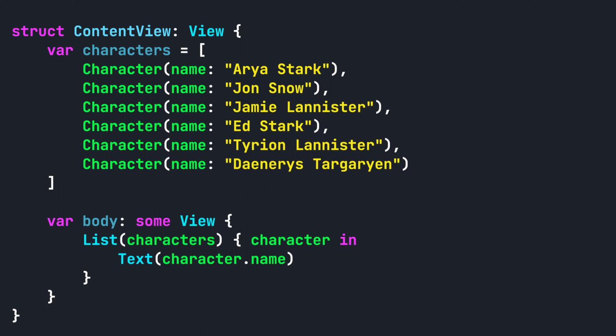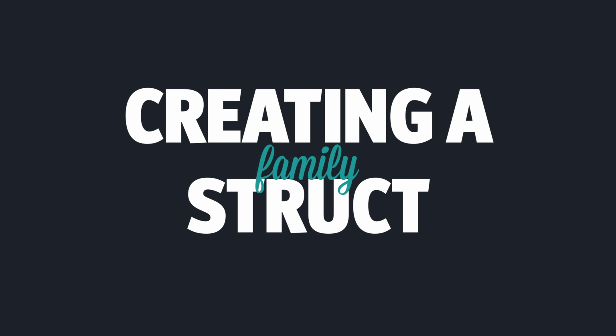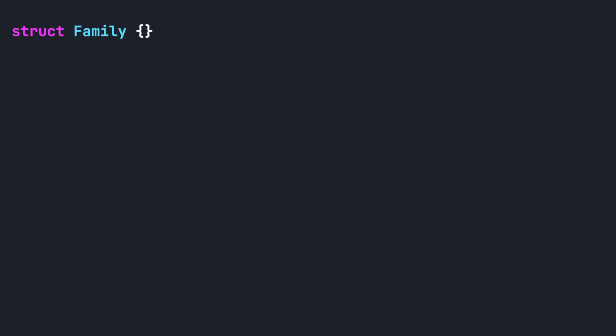In the previous example, we created a character model, but if we want to group our characters into sections, we will need to create an additional model. Let's group our Game of Thrones characters by family. We will start with our family struct. Like our character model, we need to subclass the identifiable protocol. As for all models that subclass identifiable, we will need to create an ID.